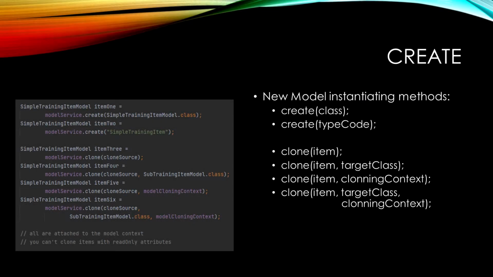For instantiating an item, there are 6 different methods. 2 of them are for item creation by class or type code, and 4 of them for cloning. Simple clone, clone to different target class, clone with custom cloning context, and clone to different target class with custom cloning context.